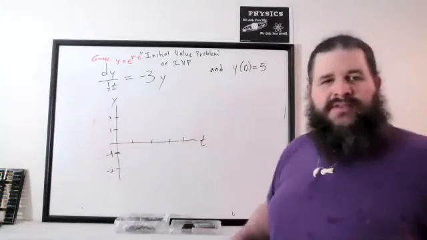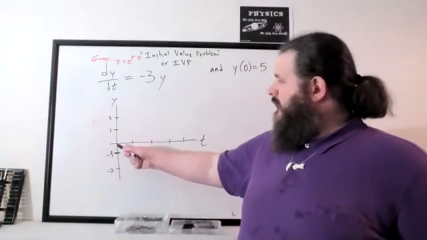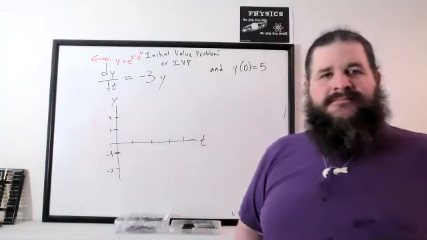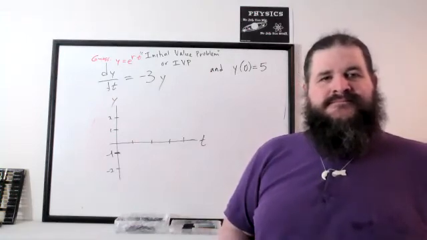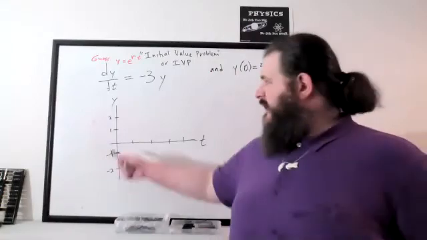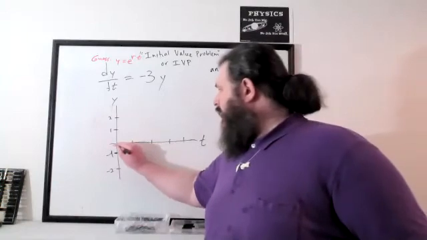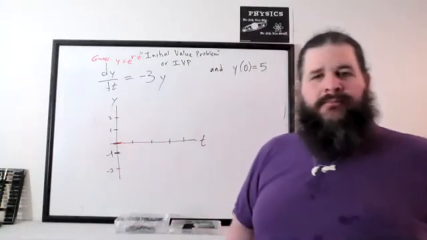we could just start plugging in some numbers. Like let's say you take the origin, 0, 0. You plug in 0 for t, 0 for y, what do you get here? You get 0. Right, which means that at the location 0, 0, the slope is going to be 0. So I'm going to draw a little line segment or arrow or something with slope 0.